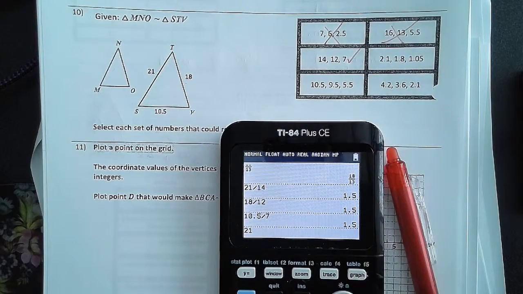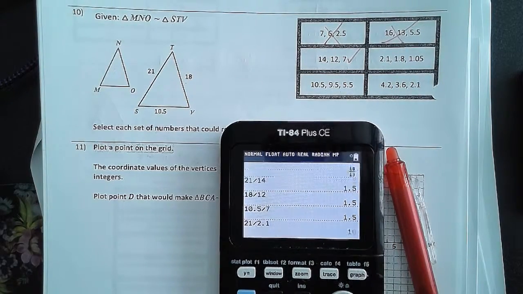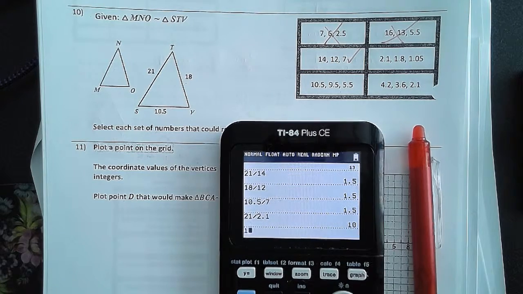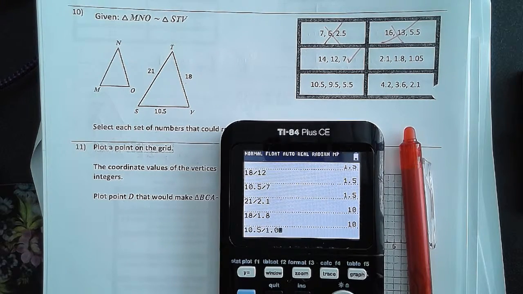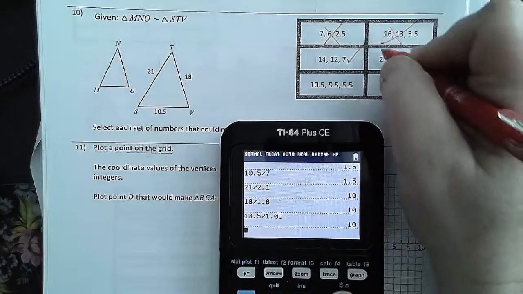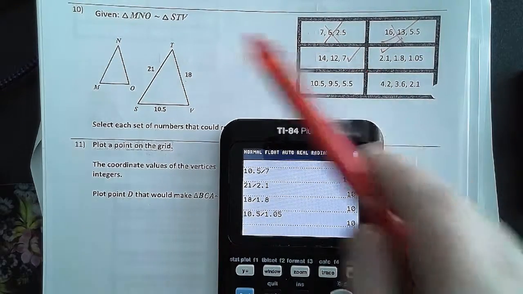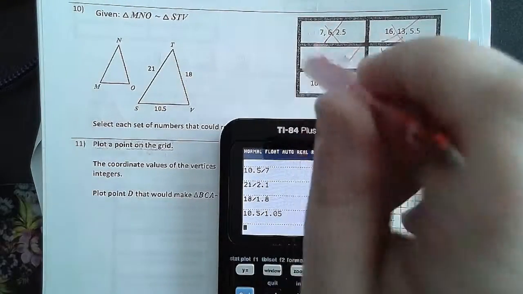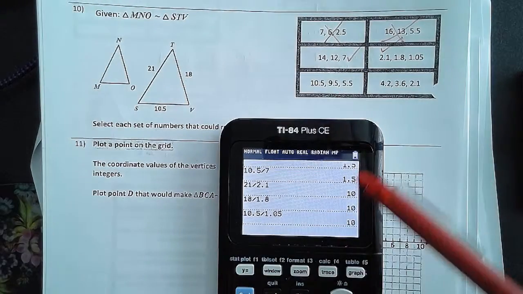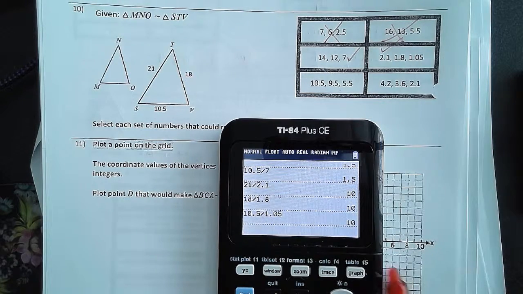21 divided by 2.1 is 10. 18 divided by 1.8 is also 10. And then 10.5 divided by 1.05 is also 10. So that one works. So what I'm doing is I'm taking largest divided by largest, middle divided by middle, and smallest divided by smallest, and making sure that these ratios are all the same.